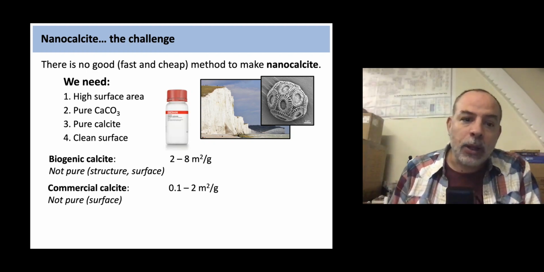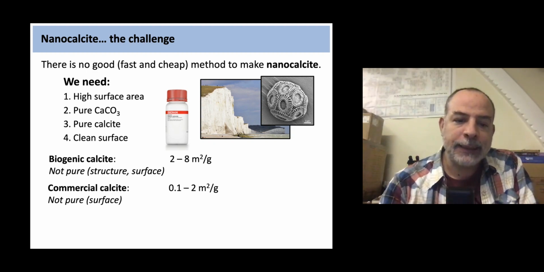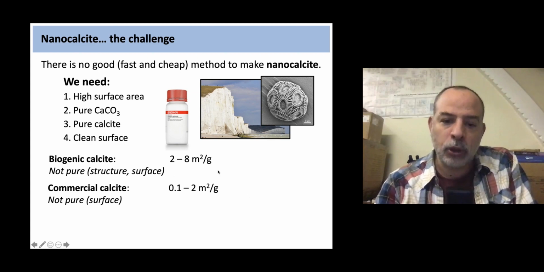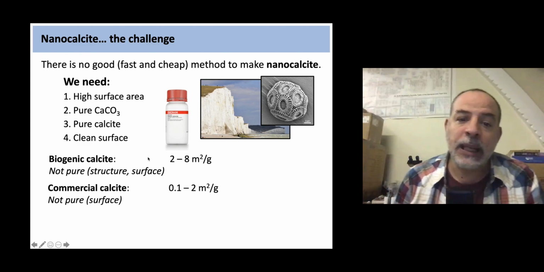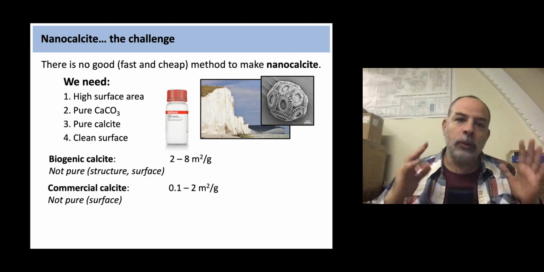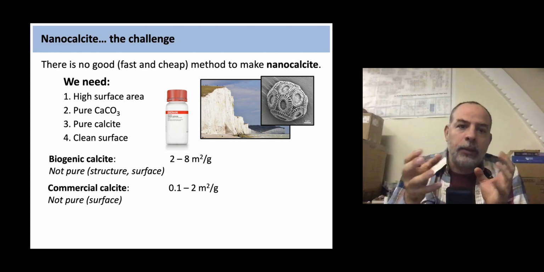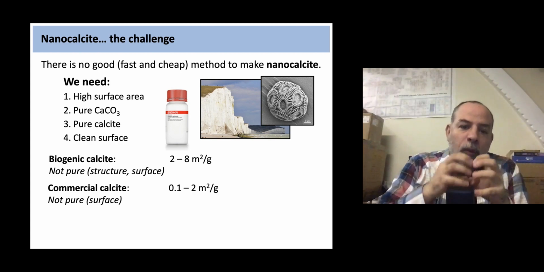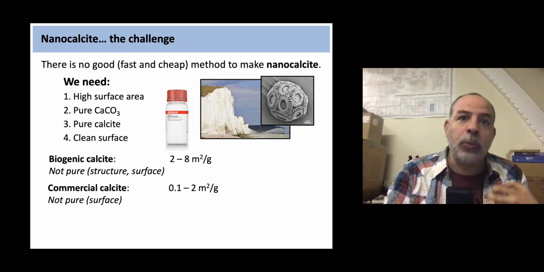It may be that we can use commercial calcite, but commercial calcite is usually bigger. It has a smaller surface area and is usually not pure. What I mean is that it has some organics which are used to prevent degradation of the particles and to prevent the formation of agglomerates. Okay, and perhaps what we can do is to produce this in the lab.